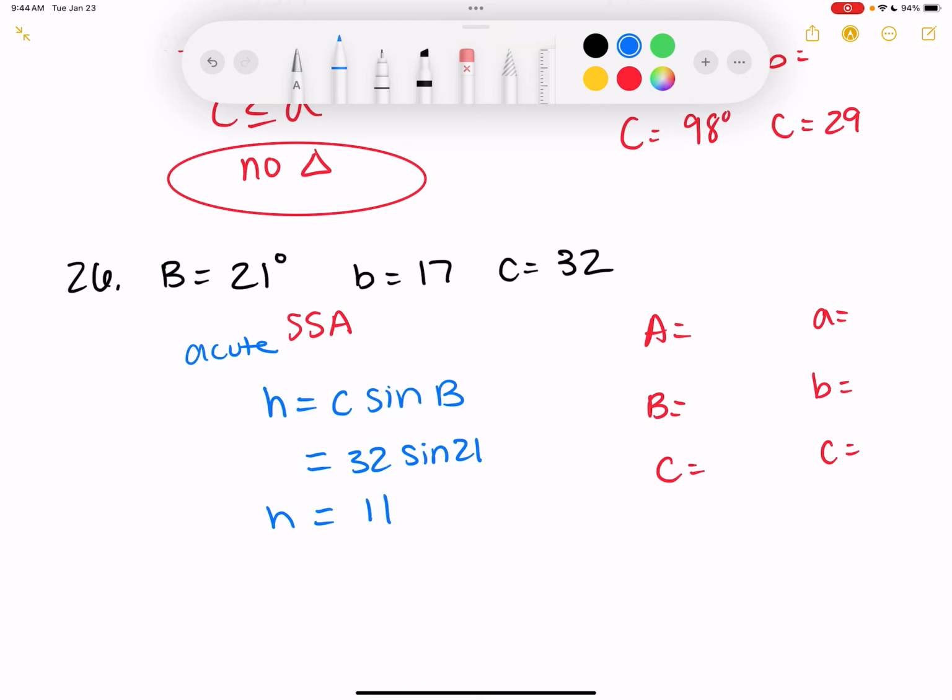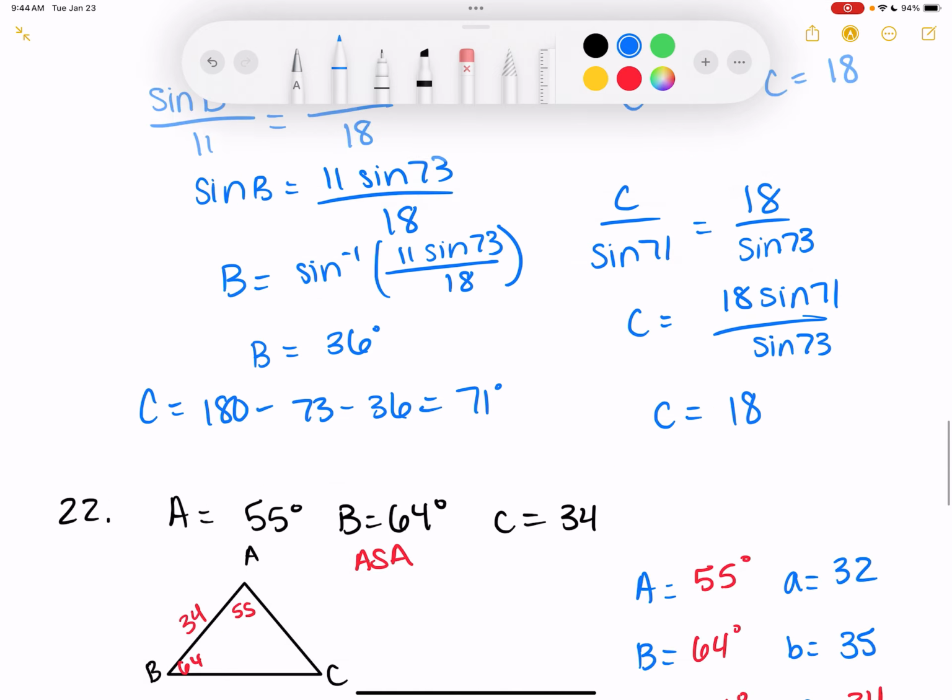11.5. 11, is that what you said? 0.5. Good, you remember to go to one decimal place fast. All right, so now I need to look at B compared to H. So B is 17, H is 11.5.